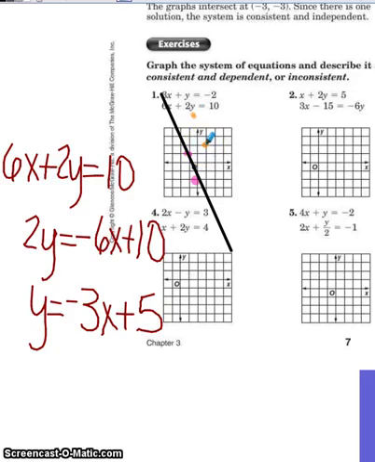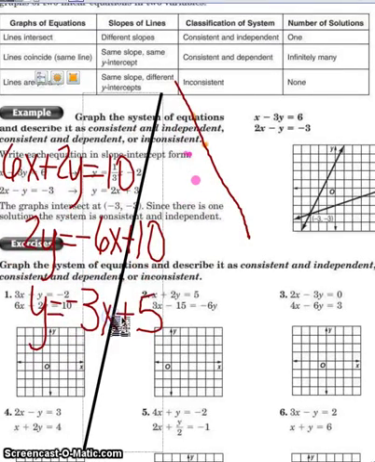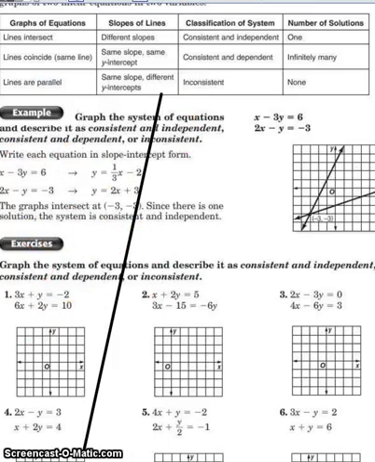So what do you notice about those lines? Correct, they're parallel. So because they're parallel, they both have the same slope. What's my answer going to be? If you're confused, go back and look at your chart. Parallel, same slope means what? That's correct, inconsistent. So I know my answer here is going to be inconsistent.